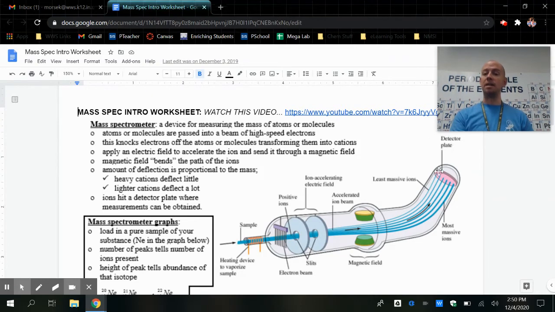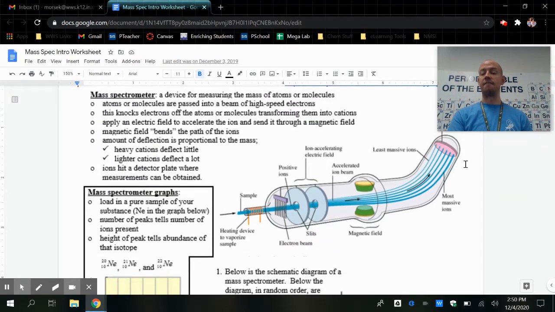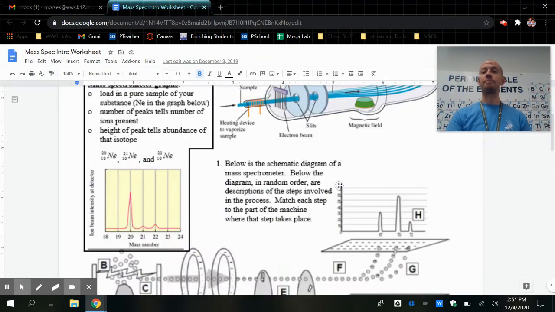Remember, the ones that bend the most are like that really small metal marble. They're very light, so it's easy to change their path. The ones that bend the least are like the heavy metal marble. They do have their path bent, but not nearly as much. So depending how many different places it hits, right here it is 3, right here it is 3, up here it looks like 5 or 6. That's how many different weights, masses, or isotopes we have.